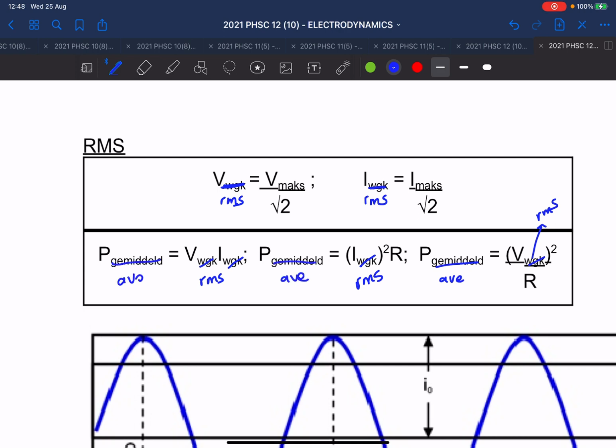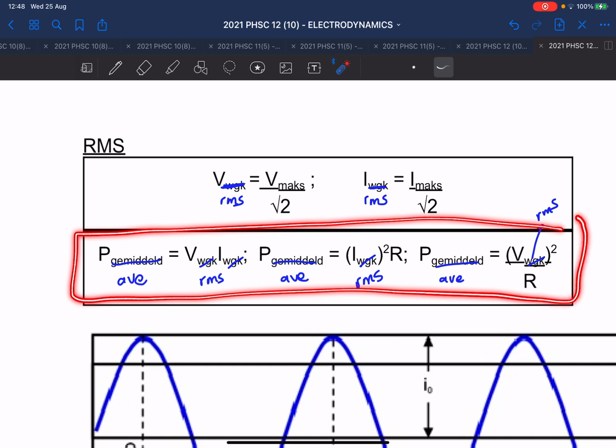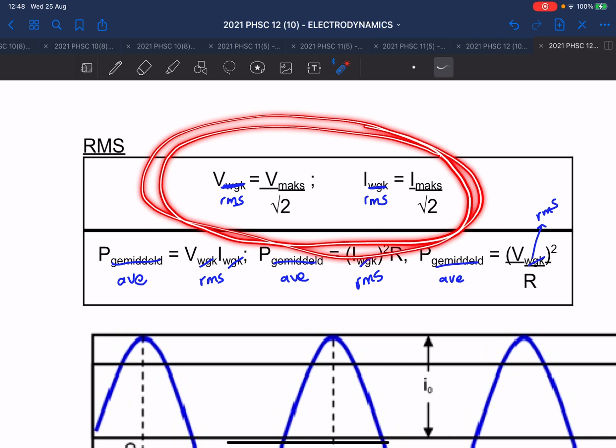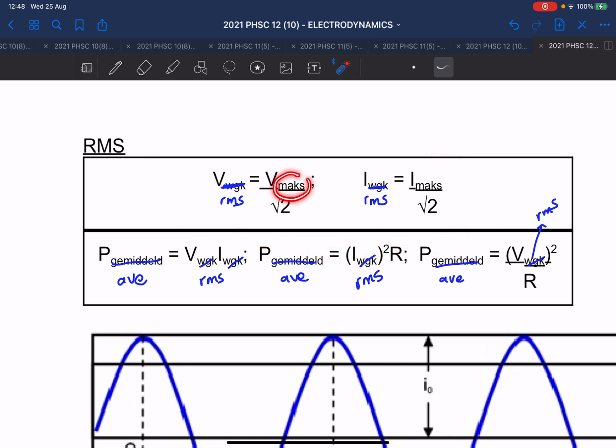Okay. So gemiddeld in English is average. So the average is equal to volts times current. So these formulas, the bottom formulas, should look familiar to you. You've seen them before. Yes? Just without all of the footnotes. Okay, so they are all on your data sheet there. The two that are also on your data sheet, but that is new, are these two here at the top. That just shows you how do you go from the maximum that is promised to the RMS value.